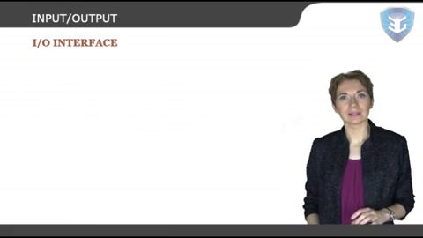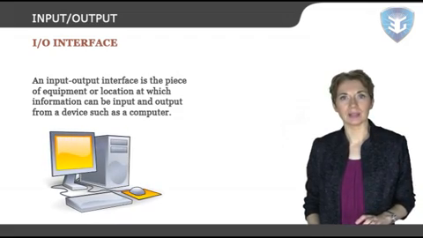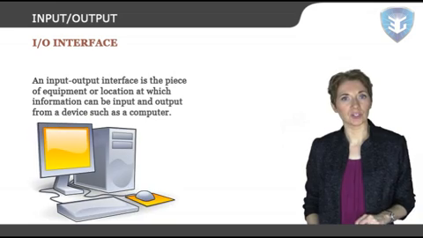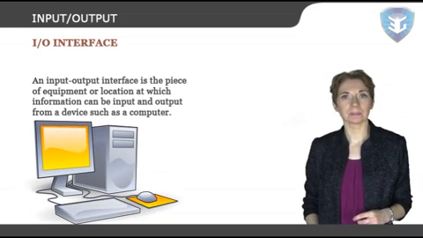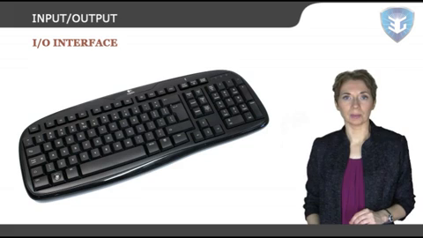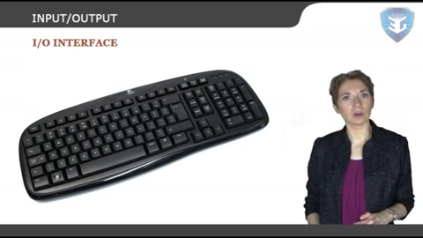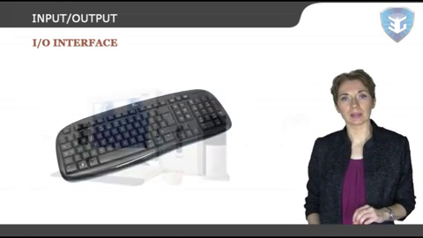Now we will discuss the I/O interface. An input-output interface is the piece of equipment or location at which information can be input and output from a device, such as a computer. Examples of an input interface are command line, such as a DOS prompt. You manually enter in commands to achieve the results that you want. The keyboard is also part of this interface.